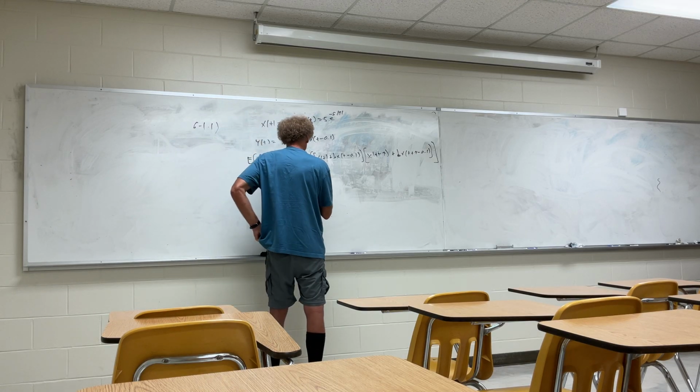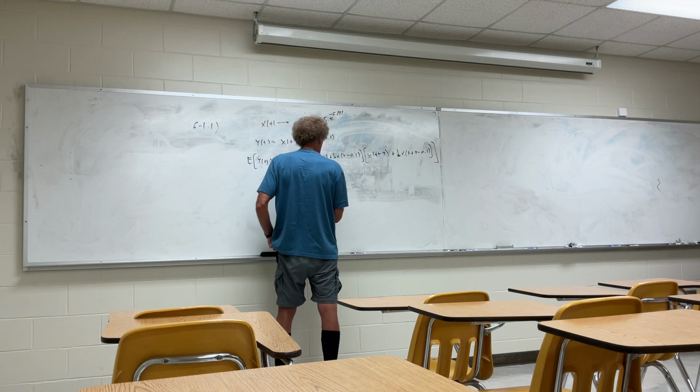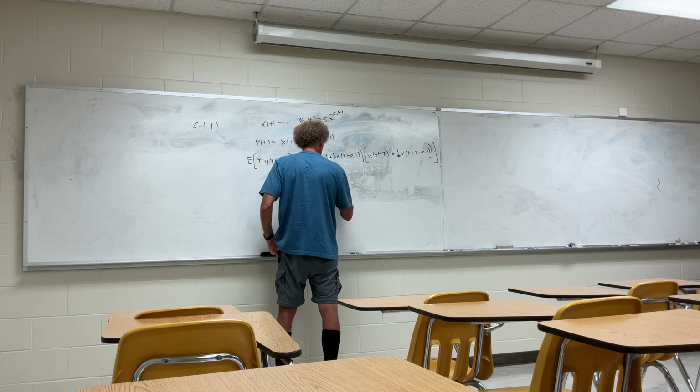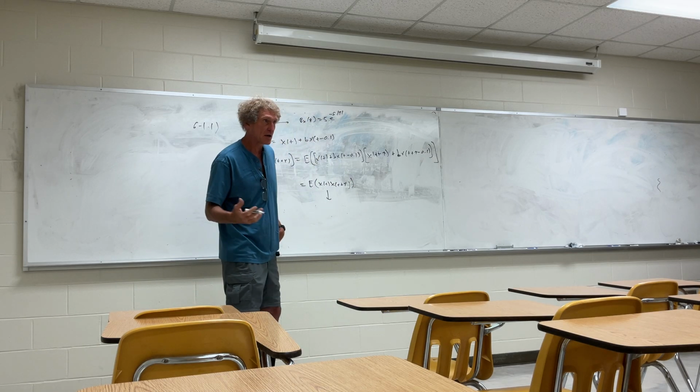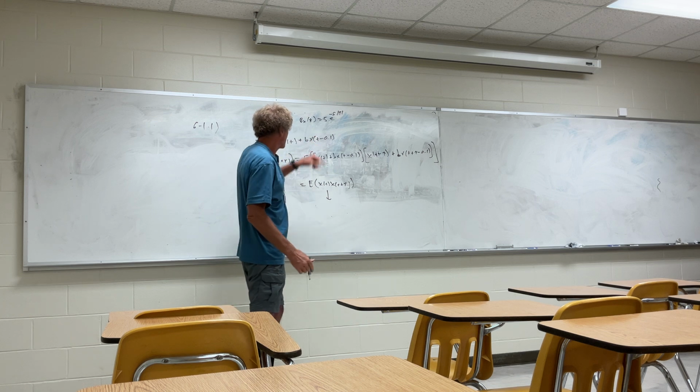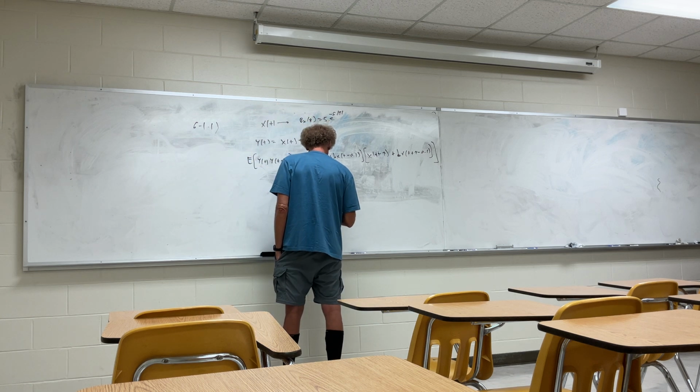So for this one, pretty straightforward. I can see I have the expected value of x of t times x of t plus tau. Right below here, I'm going to just put that. Can everybody see that's the autocorrelation function, just the autocorrelation function that's stated right there? So this becomes just 5e to the minus 5 absolute value of tau.